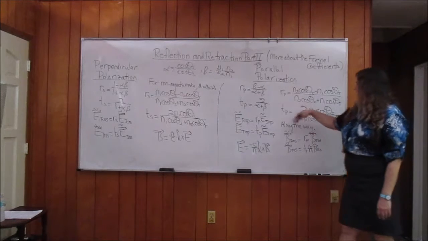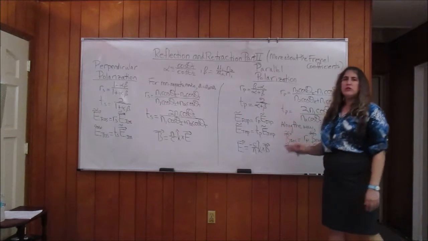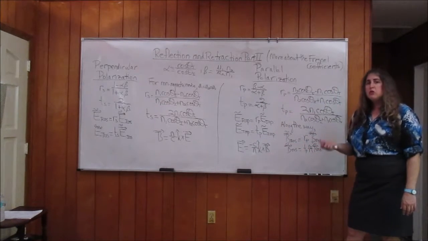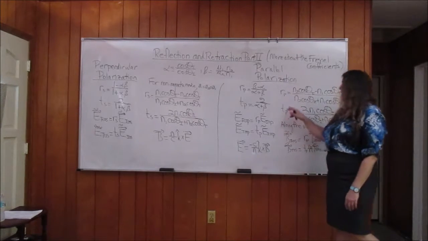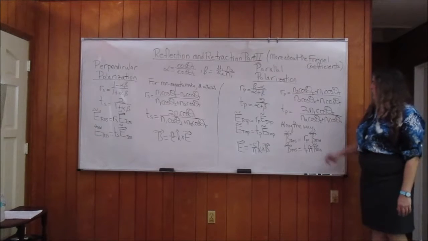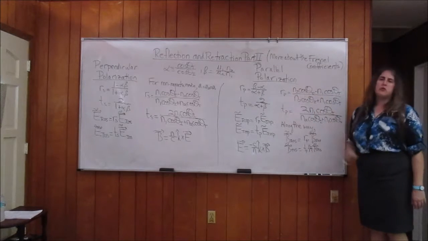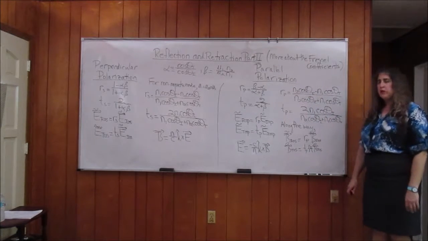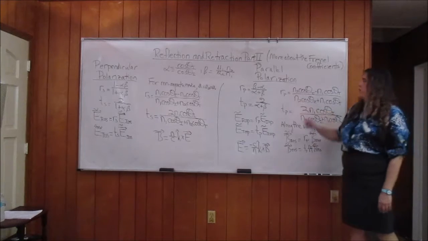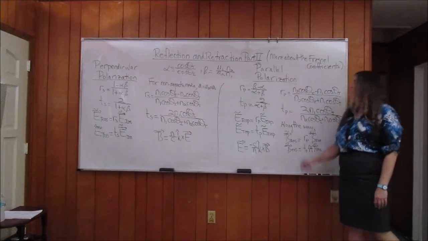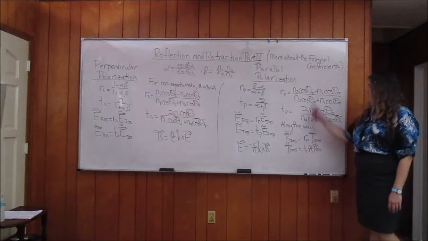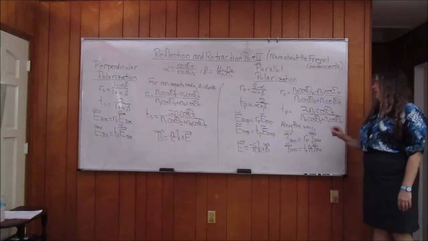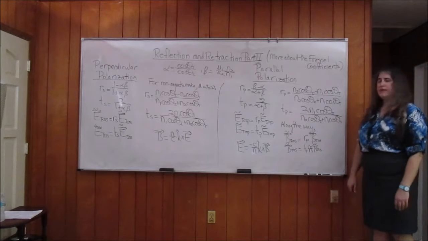Now, again, if I make the assumption that we're dealing with non-magnetic media, in other words, mu1 is equal to mu2 is equal to mu naught, all the mu naughts are just going to drop right out, and we'll wind up with two expressions that look very similar in form to the ones for perpendicular polarization. For parallel polarization, our coefficient of reflection is n2 cosine theta I minus n1 cosine theta t, all over n2 cosine theta I plus n1 cosine theta t.